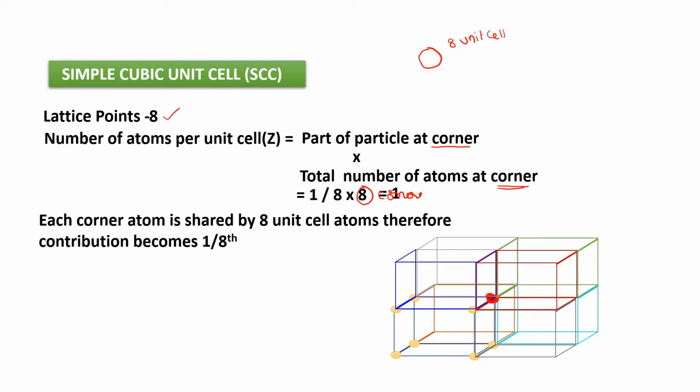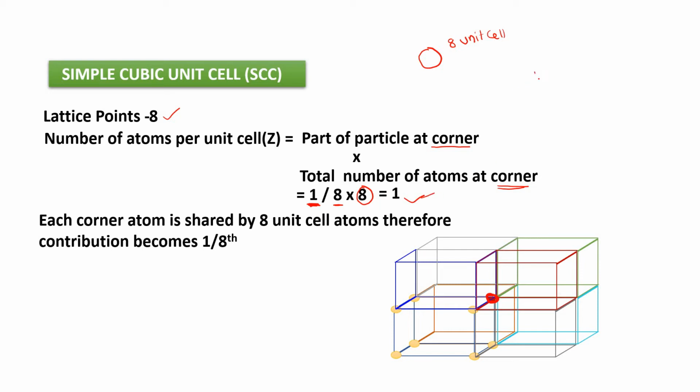Now, this atom is sharing with how many unit cells here? 8 unit cells. So, one corner atom of a unit cell is shared with 8 unit cells, into the total number of corners. That will always give 1. Now, the total number of atoms present in one unit cell of simple cubic will be only one atom. Only one atom will be there here.